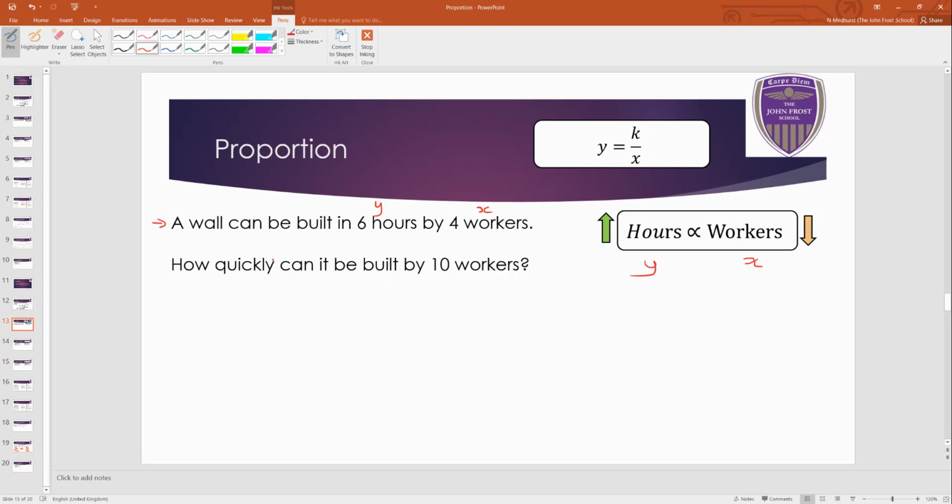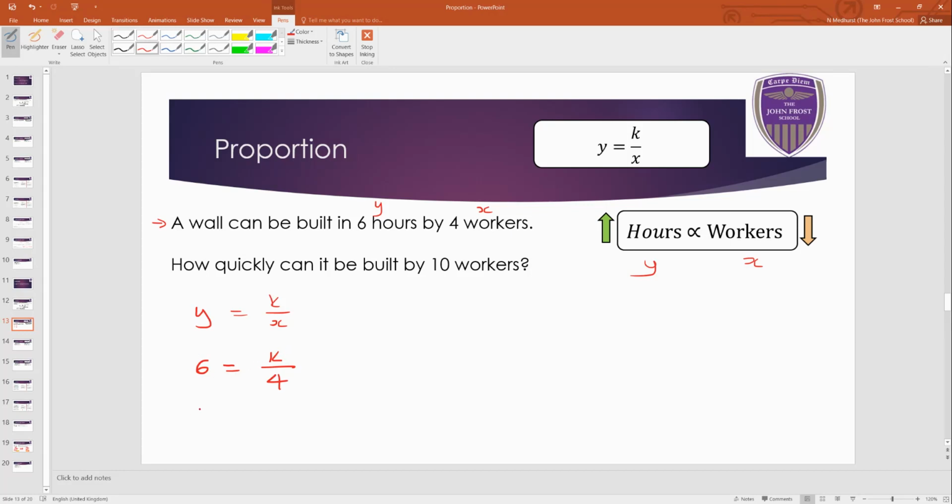So what we've got to do first of all is use the formula that we're given and work out what this constant is. So we know that y equals k divided by x. If we look in this first sentence, we're told that y equals 6 and x equals 4. So let's substitute that into this equation. Instead of writing y, we're going to write 6. K will stay as it is. Instead of writing x, we're going to write 4. So this now says 6 equals something divided by 4.